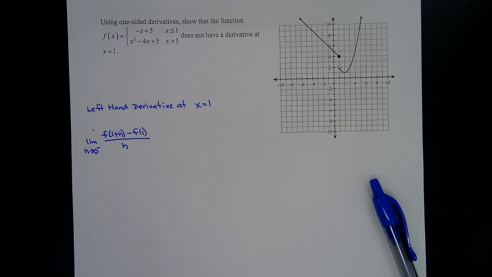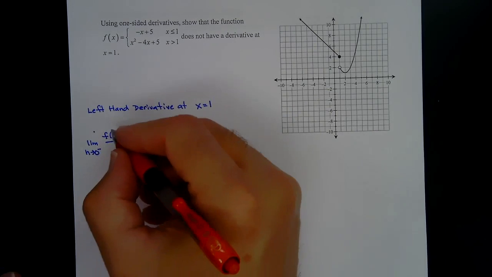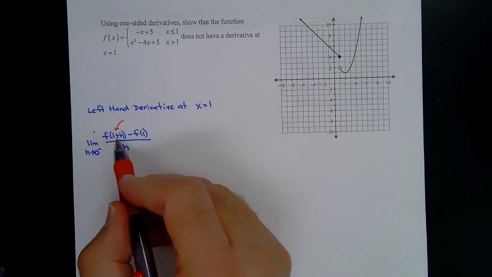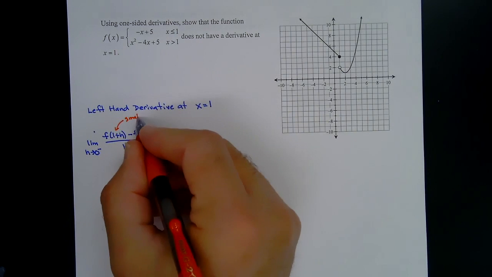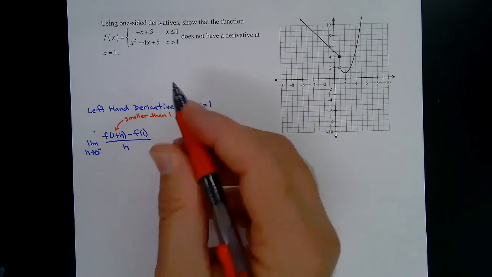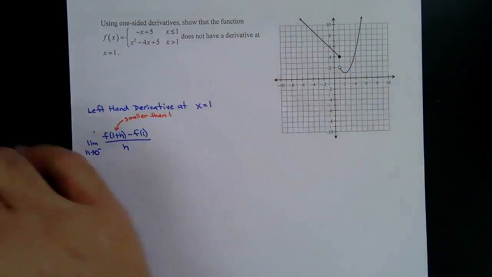And let me get a different colored pen. Hold on a second. All right, so like I was saying, this 1 plus h, because h is negative, this value is going to be smaller than 1. And when it's smaller than 1, we use the line negative x plus 5.